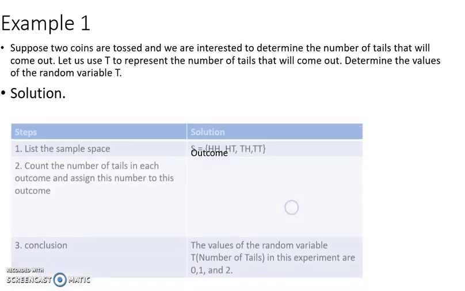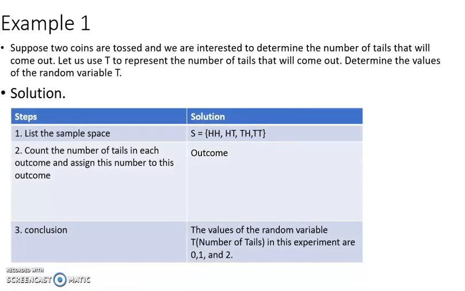Okay, let's solve. Take note of the steps. There are only 3 steps. Step 1 is list the sample space, capital letter S equals the open bracket. These are the possible outcomes: head, head, head, tail, tail, head, tail, tail. Count the number of tails in each outcome and assign this number to this outcome.